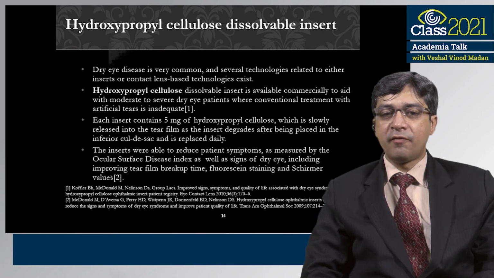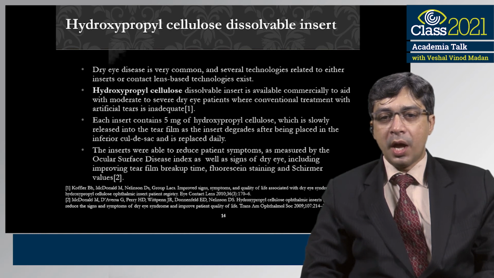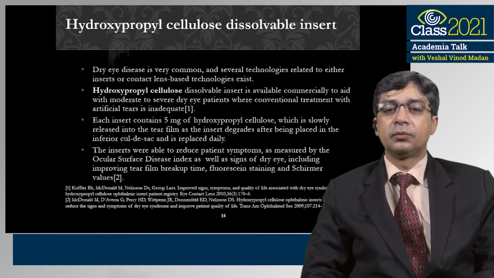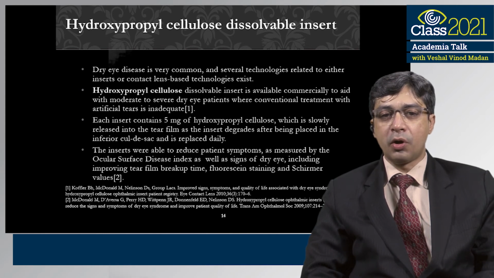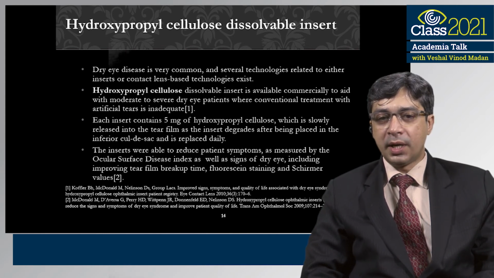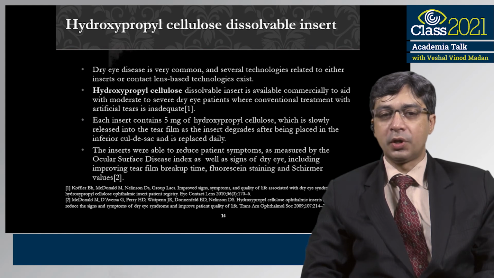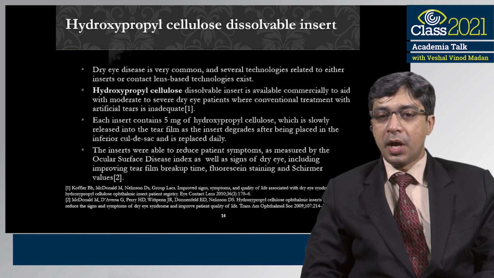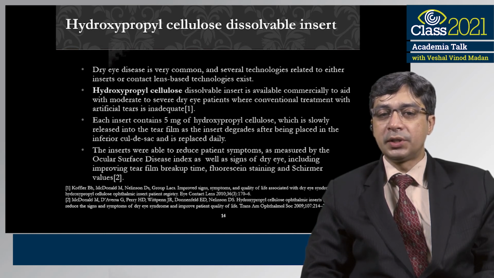Each insert has 5 milligrams of hydroxypropyl methylcellulose, which is slowly released in the tear film, which helps in placing the cornea in a lubricated and healthy circumstance. The inserts improve patients' symptoms, measured by the ocular surface disease index, or OSDI, and the signs of dry eye can also be noted, recorded and measured.